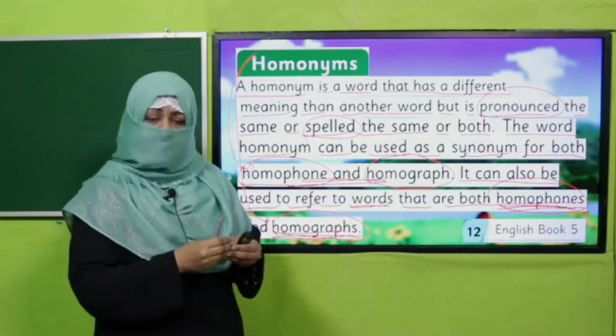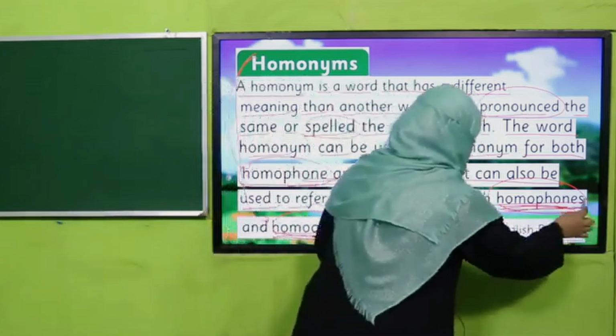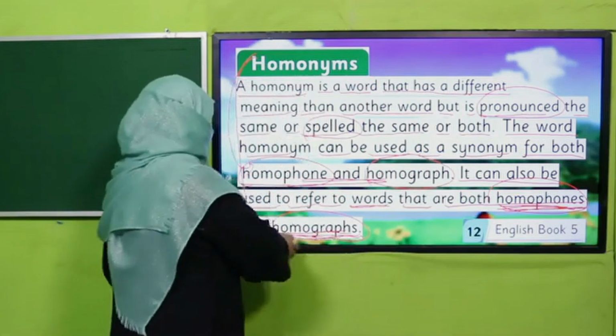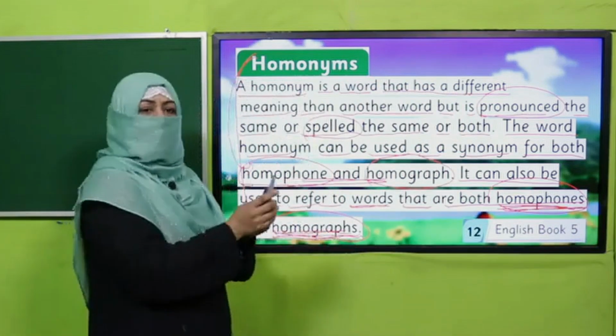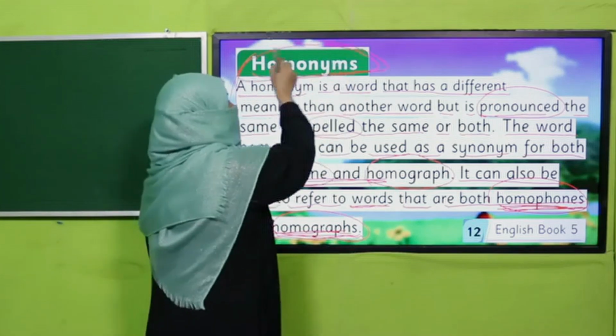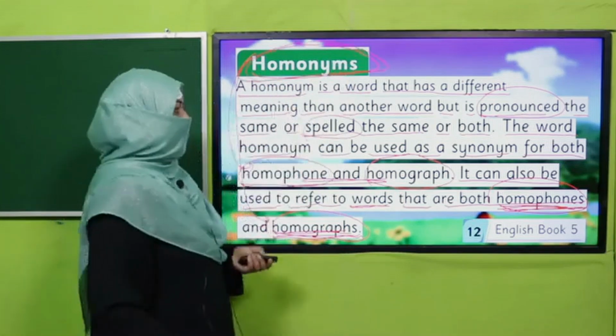If their spellings are different, they are homophones. If their spellings are the same, they are homographs. But both categories together are called homonyms. Are you clear with the concept of homonyms? Okay. So let's see the examples.